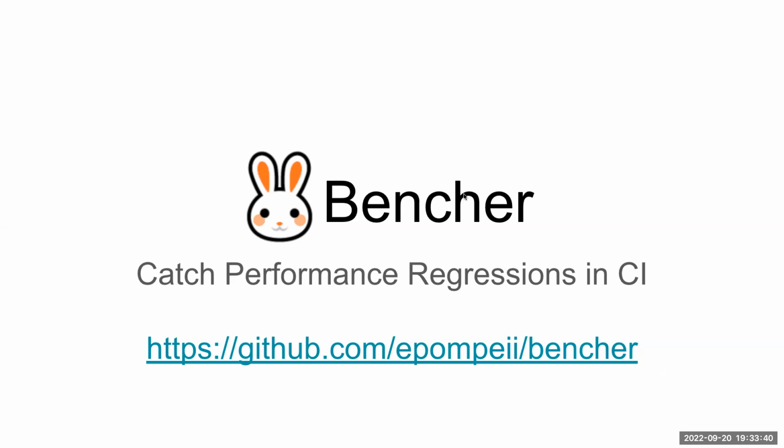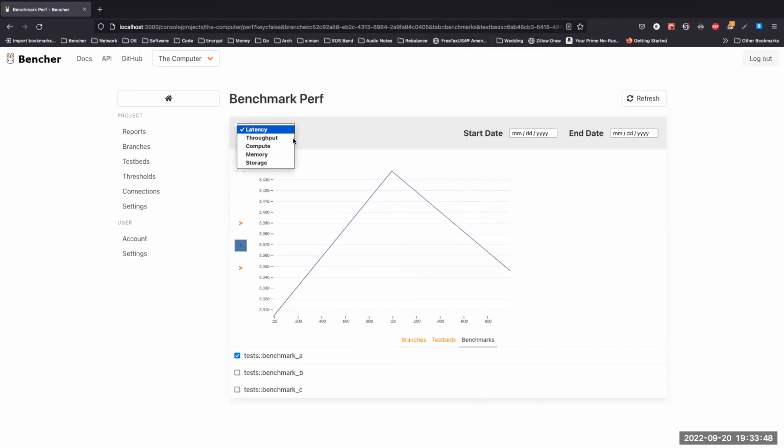Are there any questions? Are you only capturing time-based metrics? No, it's not just time-based. Throughput would be events per unit time, which you can define, and then compute, memory, and storage are up to you to come up with however you want to measure that. Those are much more flexible, and they just have a min, max, and average value.